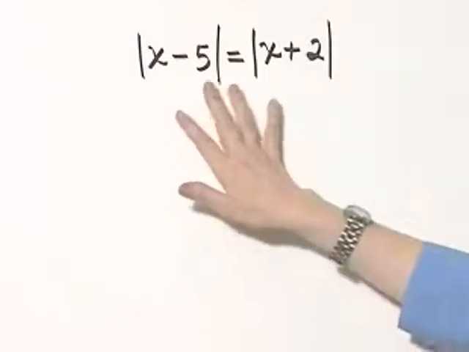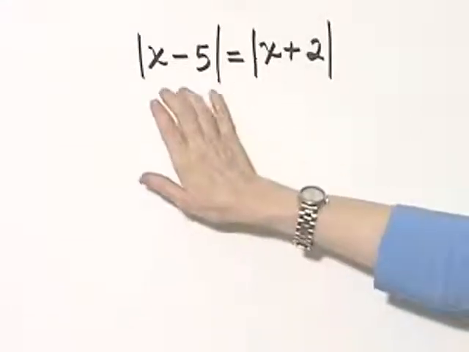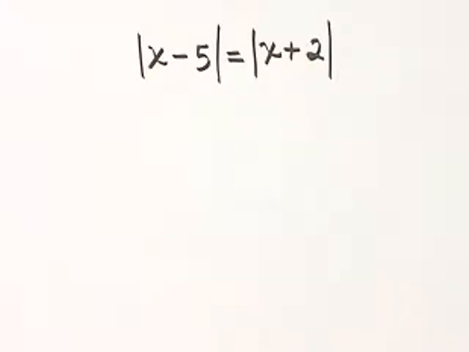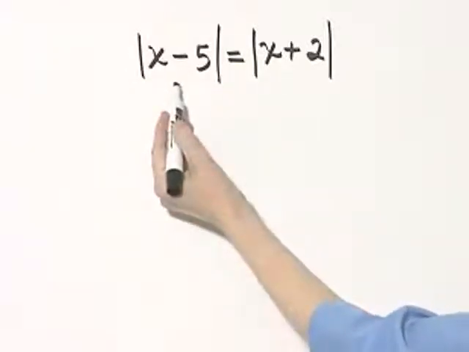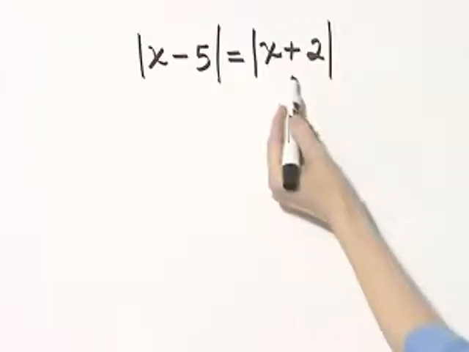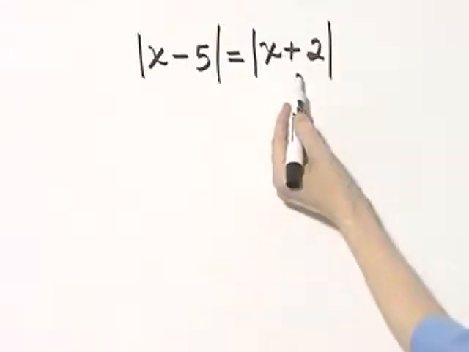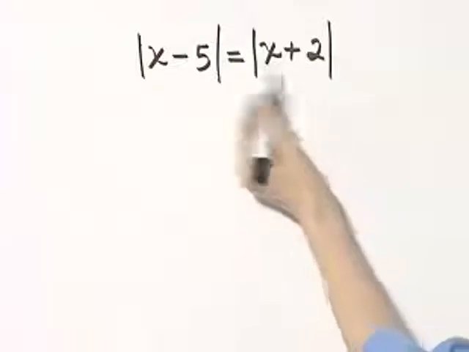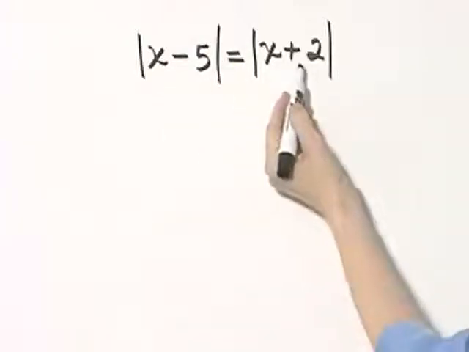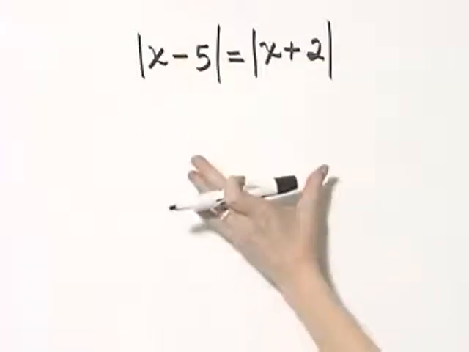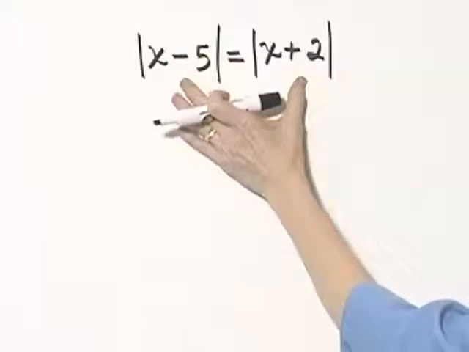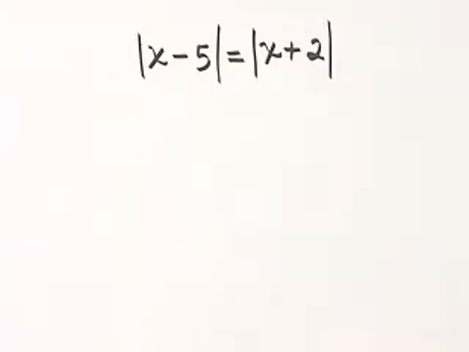Notice we have an absolute value equation. We've got an absolute value equal to an absolute value. Now the only way this is going to happen is if x minus 5, inside the absolute value bars on the left side, is equal to x plus 2, that's inside the absolute values on the right side, or if those two expressions are opposites of each other. Because if they're equal, of course their absolute values are equal. If they are opposites of each other, their absolute values will still be equal. So that's how we solve this.